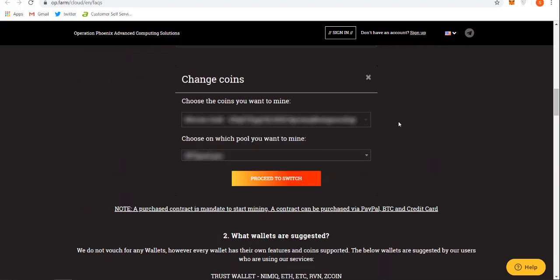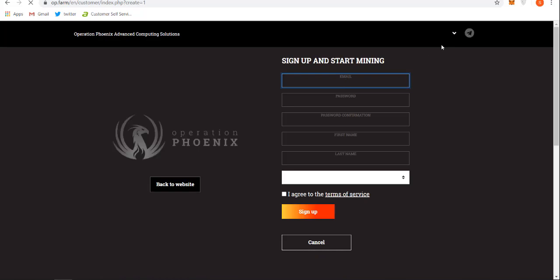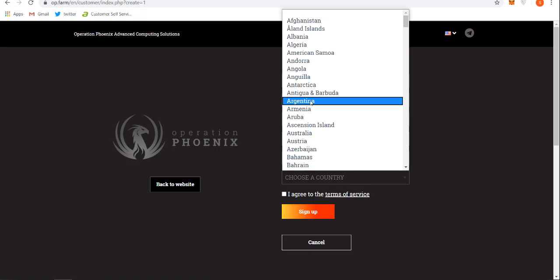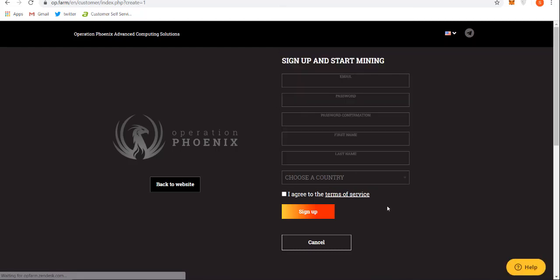If you want to invest, just click on sign up and you can enter your email and password and then you are good to go with your deposit. So enter your email, password, confirm it, first name, last name, and then you can select your country and just click on sign up.